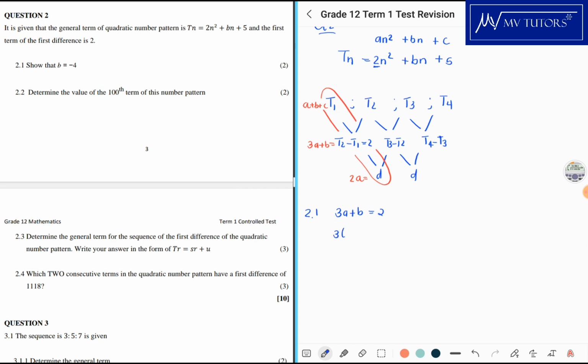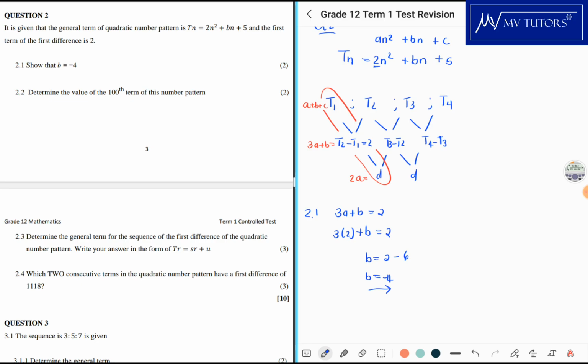So we can say 3 times 2 plus b is 2, and then b would be 2 minus 3 times 2, which is 6, and therefore b would be equal to negative 4, as they have said we should show.